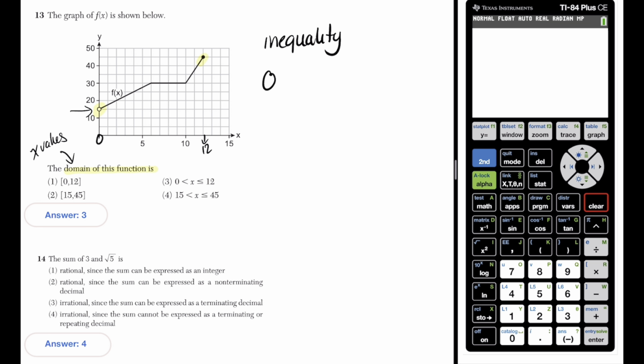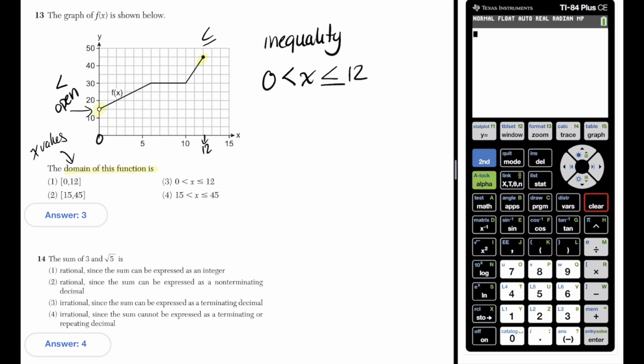And it's going from 0. 0 is less than x. And notice I'm leaving the x, using the less than symbol because this is open. So that's why I'm using that symbol. But less than or equal to 12, meaning I can include the 12, so I'm going to underline that symbol there. So that's one way I can represent the function, the domain, with the inequality.